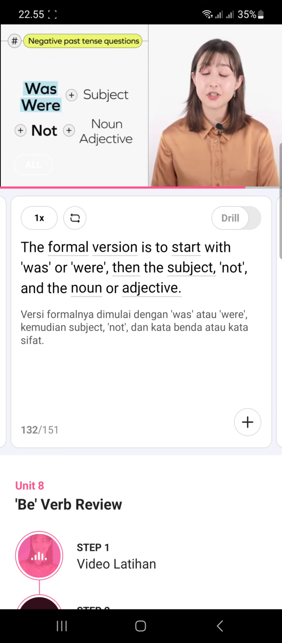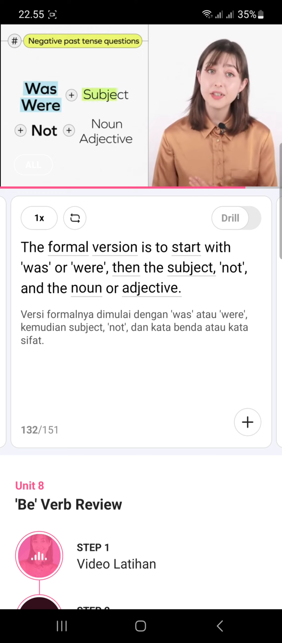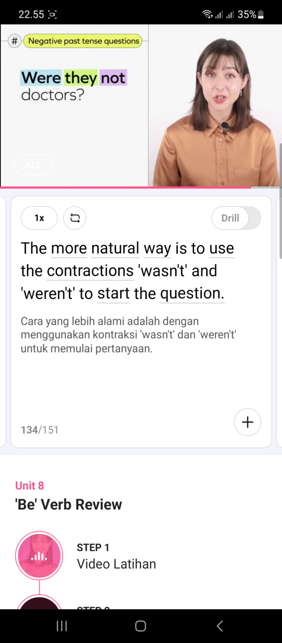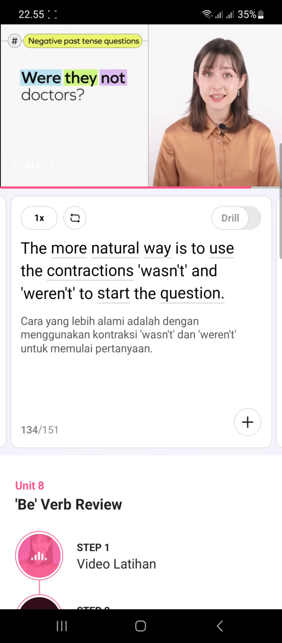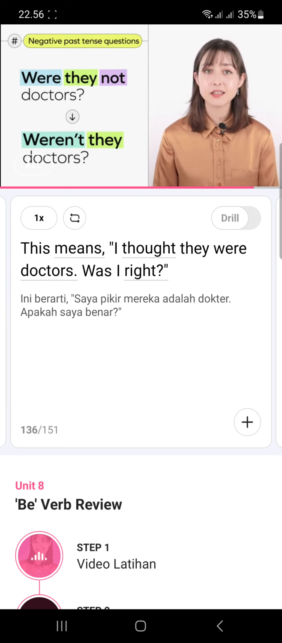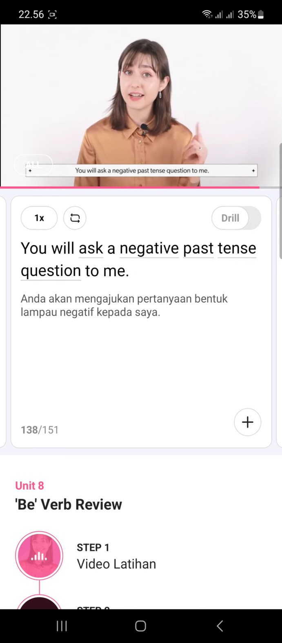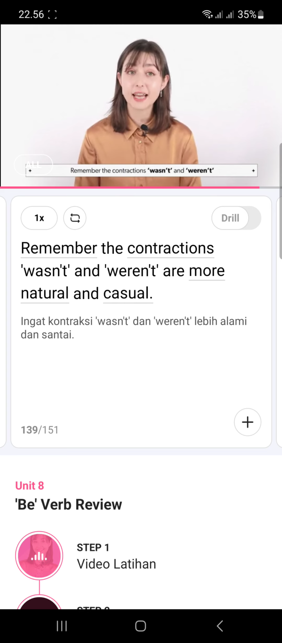The formal version is to start with was or were, then the subject, not, and the noun or adjective. For example, were they not doctors? The more natural way is to use the contractions wasn't and weren't to start the question. Weren't they doctors? This means I thought they were doctors. Was I right? Let's practice. I will tell you what you thought about someone or something. You will ask a negative past tense question to me. Remember, the contractions wasn't and weren't are more natural and casual.